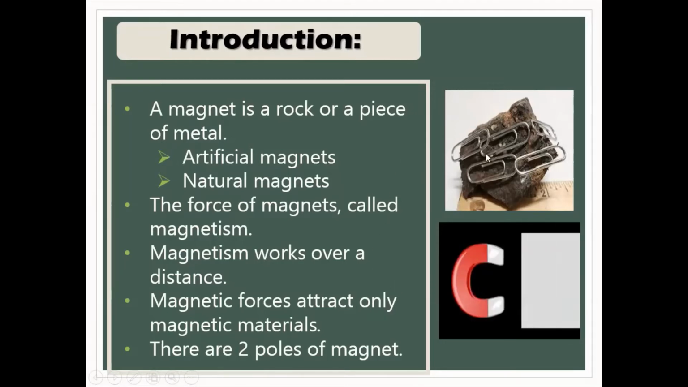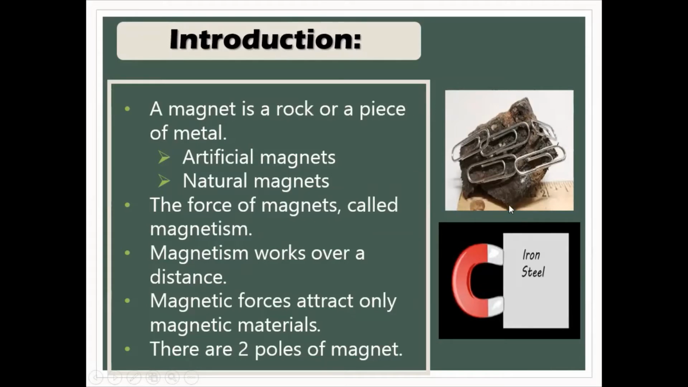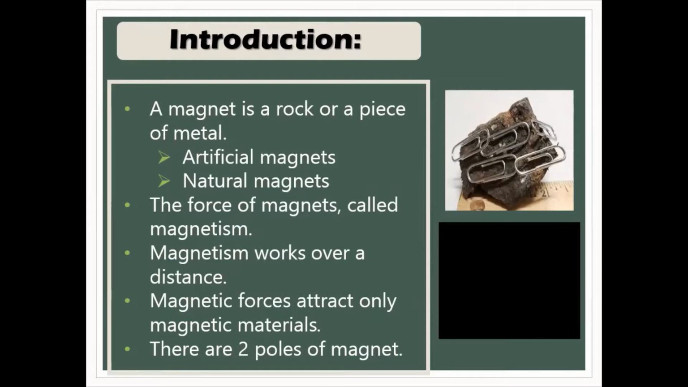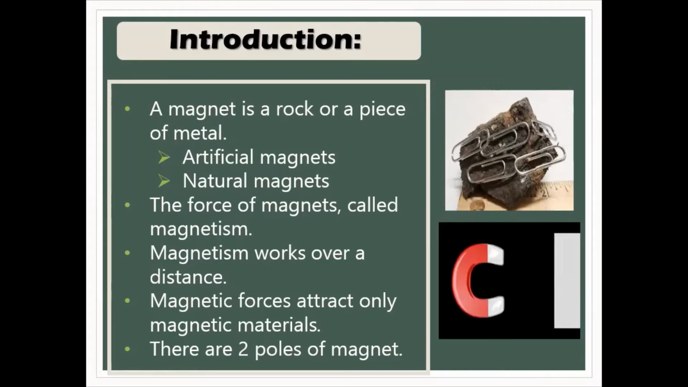Lodestone is the strongest naturally occurring magnet. It is black in color and was the first magnet ever discovered. Some other naturally occurring magnetic materials are pyrrhotite, columbite, and even basalt. Basalt has some magnetic properties, but these magnets are much weaker than lodestone.